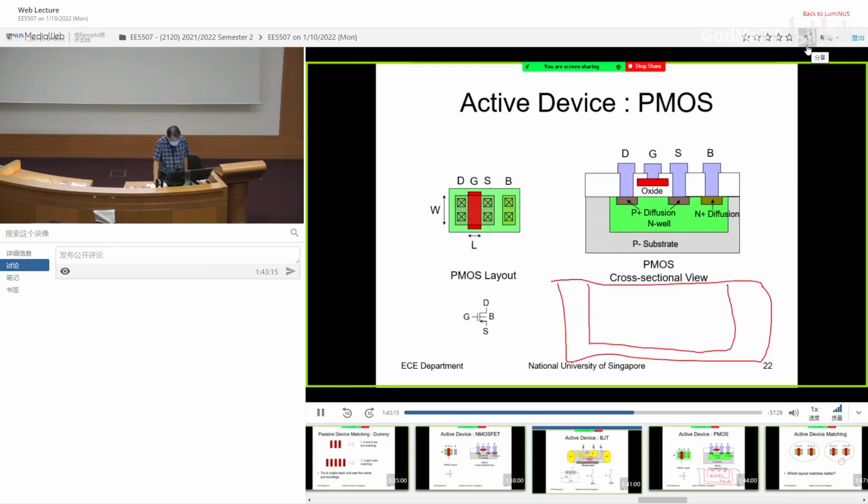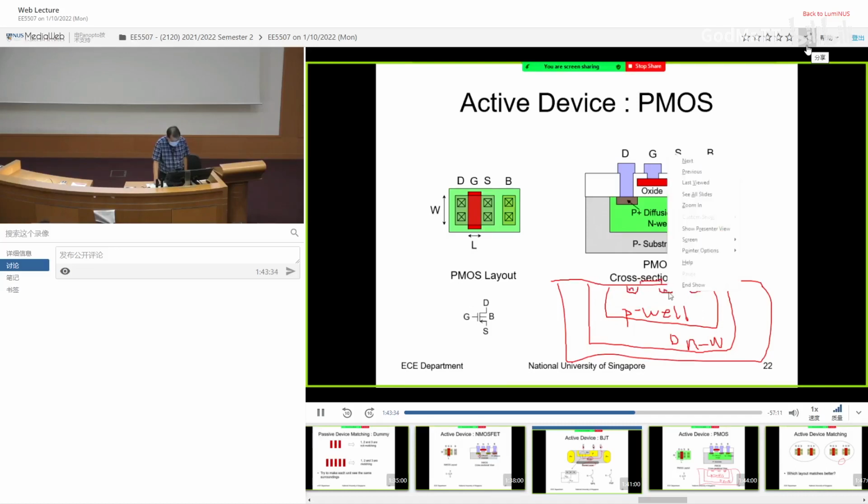Let's create a deep N-well. So we call it deep N-well. And then we create another P-well. And then we form the devices, MOSFET, NMOS. Okay, this is N plus, this is P plus. So in that case, we have a common swimming pool, a bigger bathtub, a smaller bathtub. Okay, so in that case, the NMOS can be isolated and you can short the body and the source together.